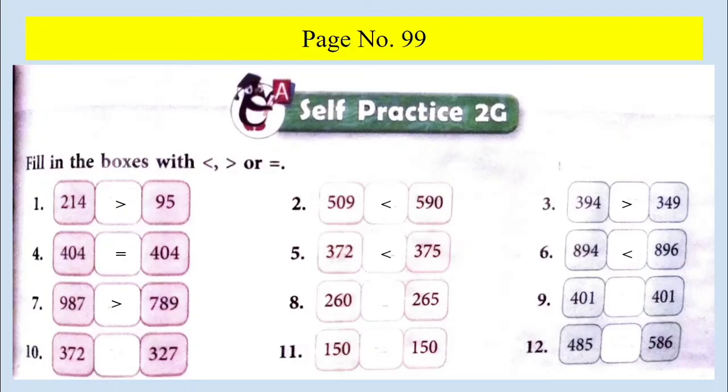Very good. Now we will do the eighth part. So here we have the two numbers 260 and 265. So first we will compare the digits in the hundreds place. We can see that we have 2 in the hundreds place in both the numbers. So now we will compare the digits in the tens place. Yes, again we have 6 in the tens place in both the numbers. So what we will do now, we will compare the digits in the ones place. So we can see that we have to compare 0 and 5. We know that 0 is less than 5, so we can say that 260 is less than 265, and the mouth of the symbol will open towards the greatest number, which is 265.